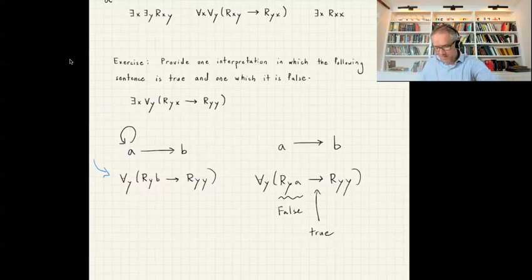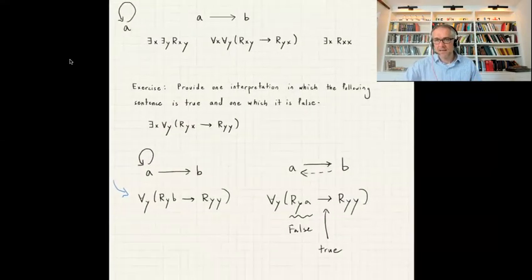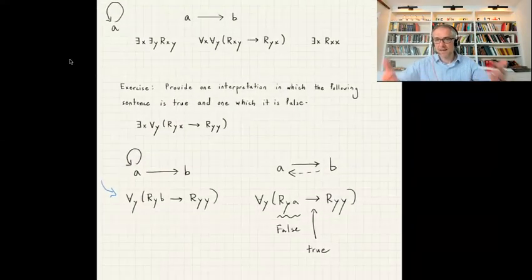But now notice all I have to do is, if I put a relationship from B to A, now something bears the relationship to A, but A doesn't bear the relationship to itself. So therefore, it falsifies that sentence. Okay, so the second example, we have A and B, and each bears a relationship to the other, but neither bears a relationship to itself. That's actually a counterexample, or a case that makes that sentence false.